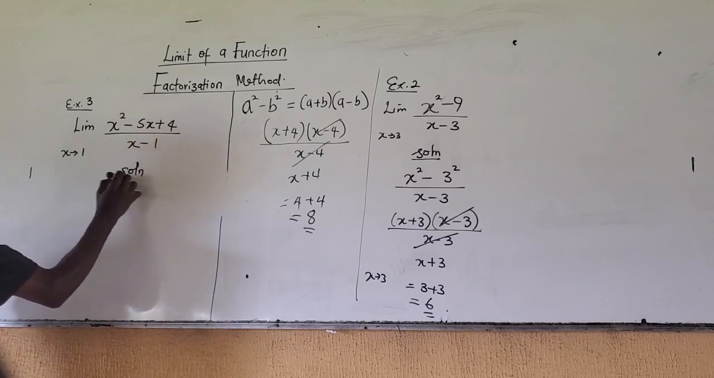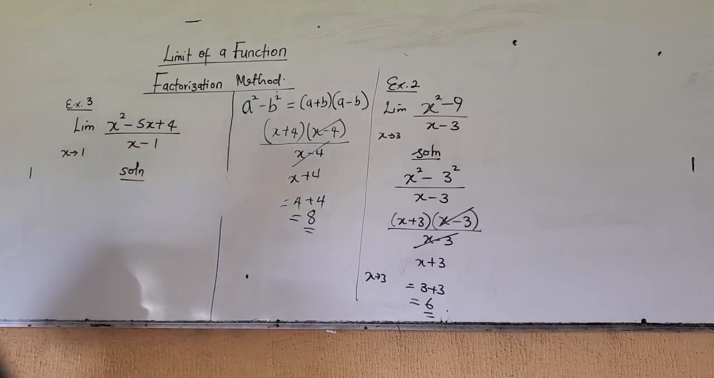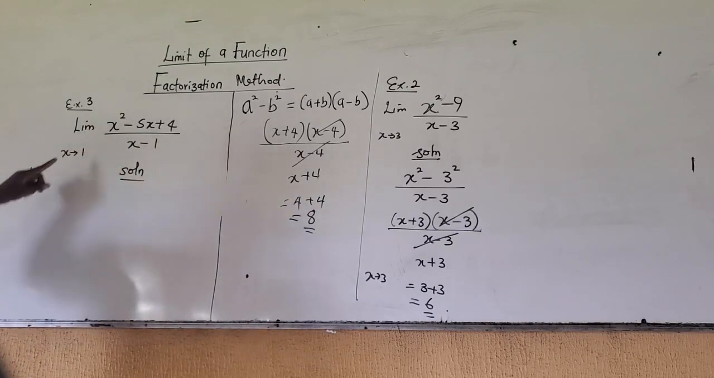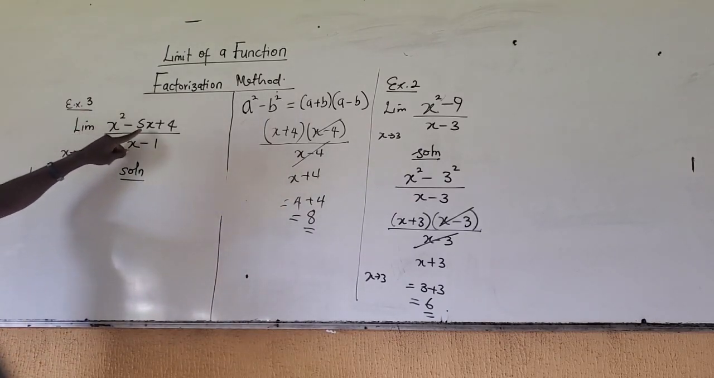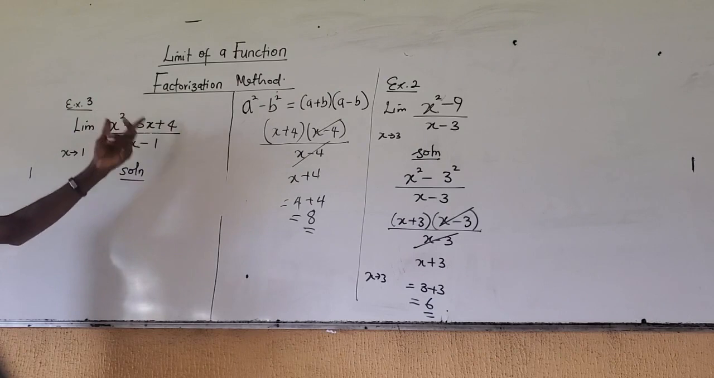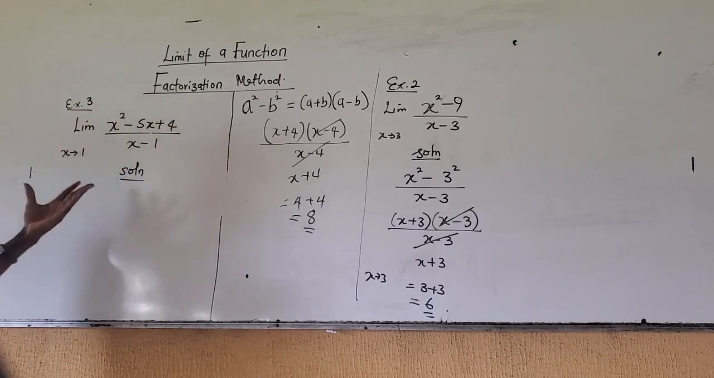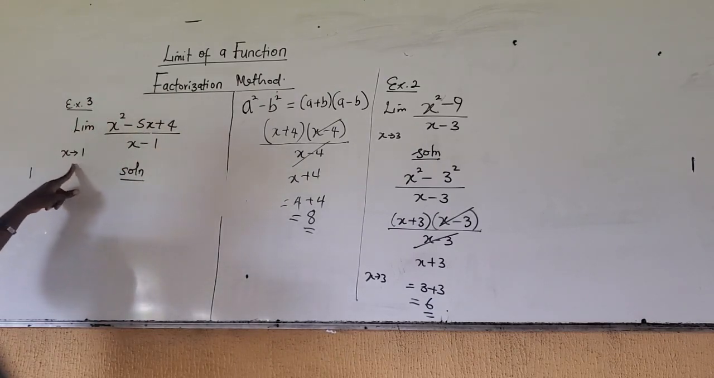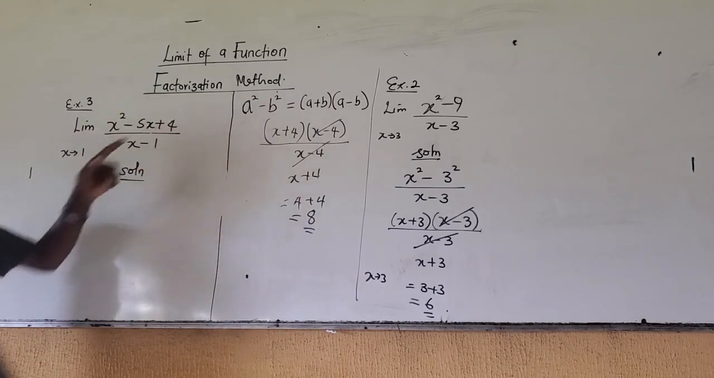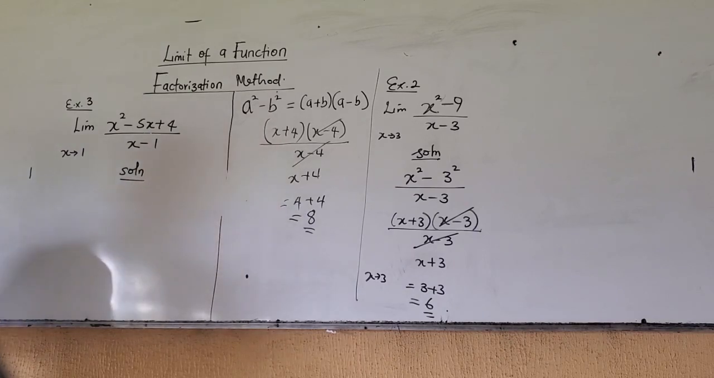Solution. If you look at this question, you may feel the substitution method may go very well, but that's not true. 1 squared is 1, 1 minus 5 times 1 is 5. 1 minus 5 is minus 4, minus 4 plus 4 is 0. 1 minus 1 is 0. So if you use the substitution method, by substituting 1 everywhere you have x, you have 0 over 0. And you know that is indeterminate, and our answer cannot be in such form.